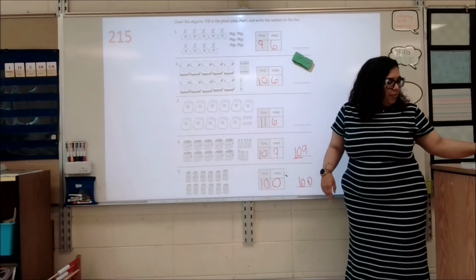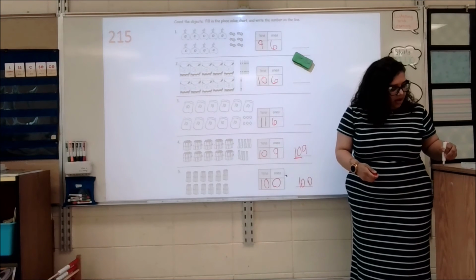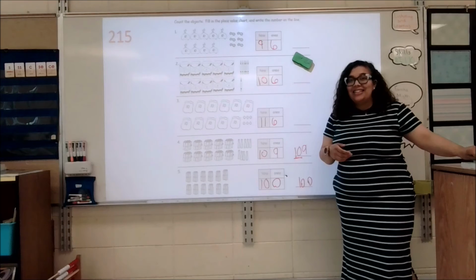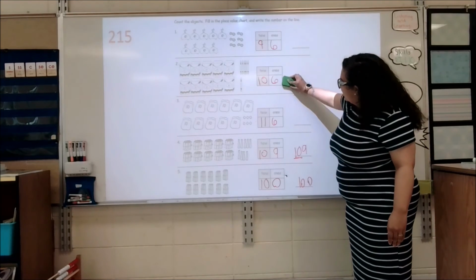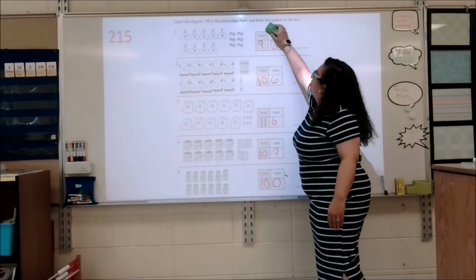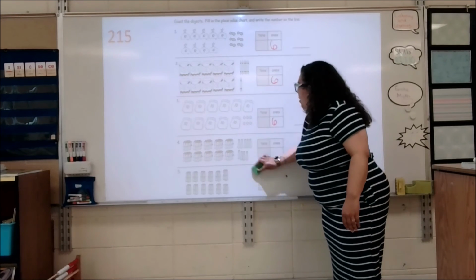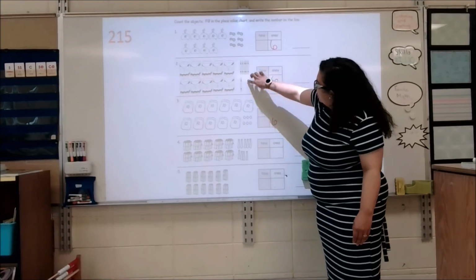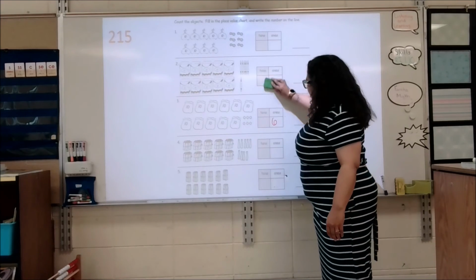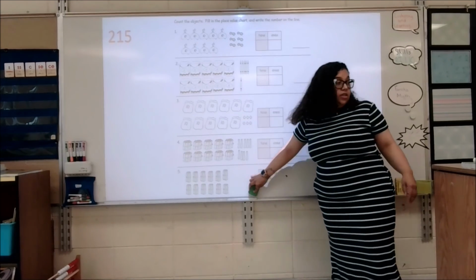I added a group of 10. Yes, I added a group of 10 each time. Good job. Yes. 9 tens, 10 tens, 11 tens. Look. 9 tens, 10 tens, 11 tens. My ones stayed the same. Ooh, that was nice. That was unexpected. I wasn't expecting that one.